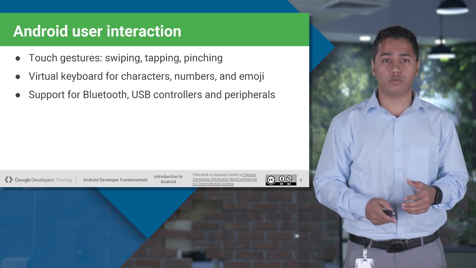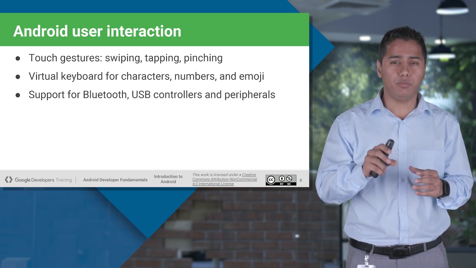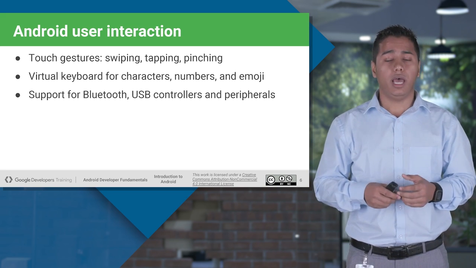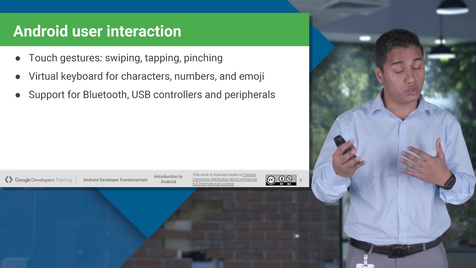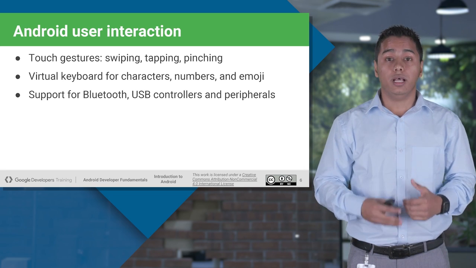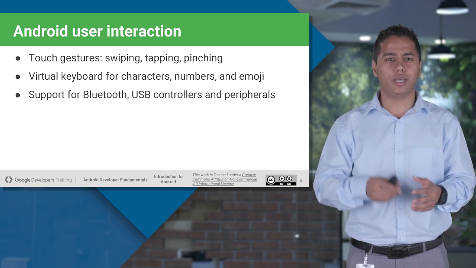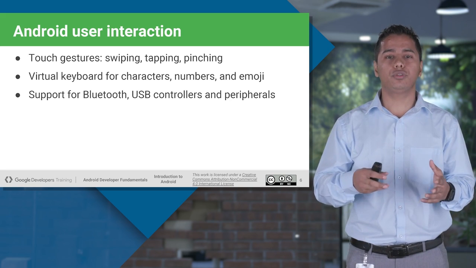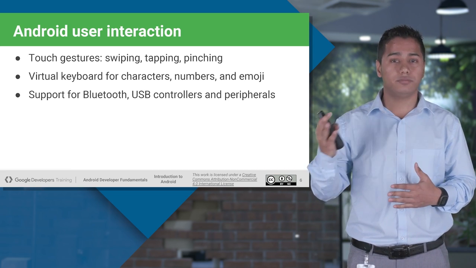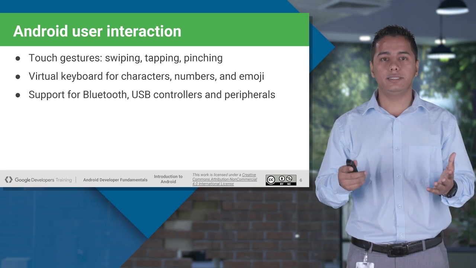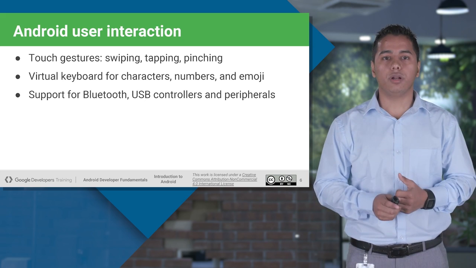When it comes to user interaction, what are the different kinds of interaction? You can swipe, you can tap, you can pinch, zoom in, zoom out, and we have a virtual keyboard, which gives you pretty cool features like typing numbers, characters, emojis, all those cool faces you see, you get from your virtual keyboard. And there is support for high-tech hardware like Bluetooth, USB controllers, Wi-Fi adapters and all. All these cool things you can attach and work around with your Android device.